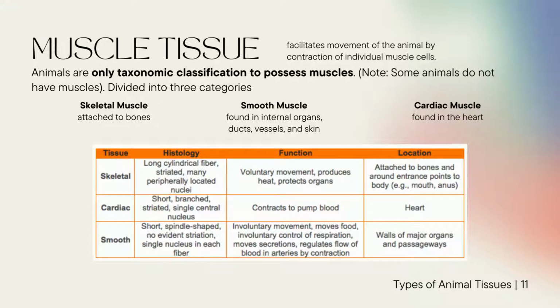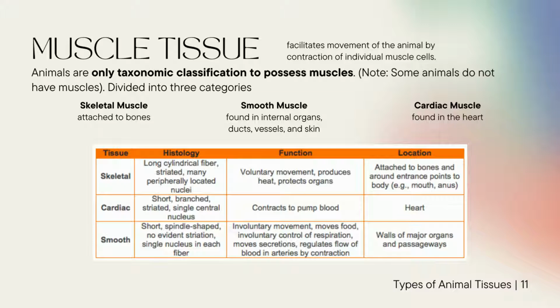So next is muscle tissue. Muscle tissue facilitates movement of the animal by contraction of individual muscle cells. So animals are the only taxonomic classification to possess muscle. So only animals contain muscle as a structure of movement facilitated by the contraction of individual muscle cells.